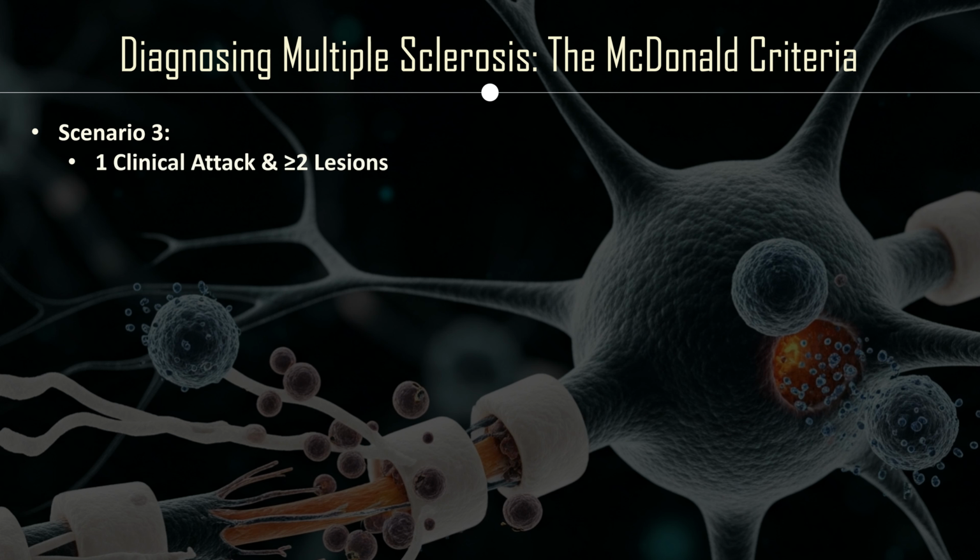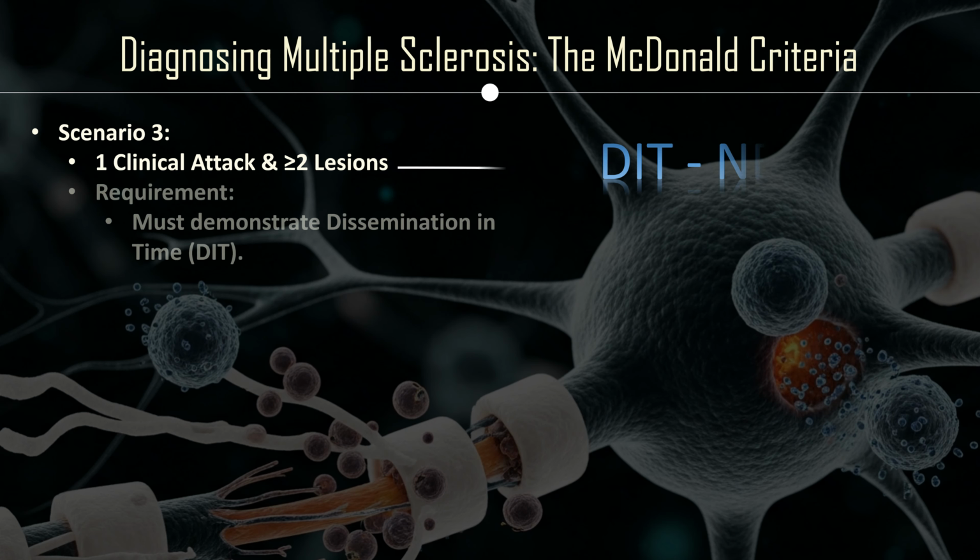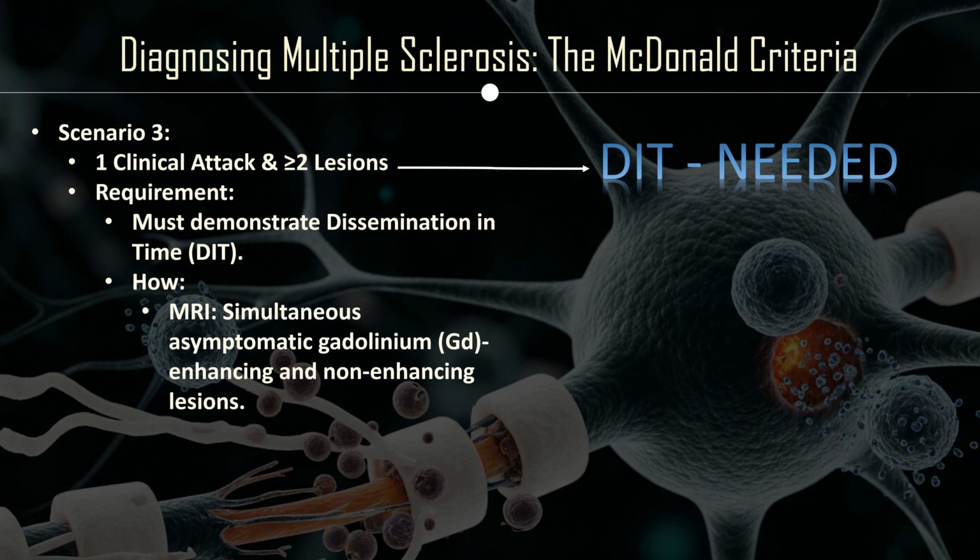Scenario 3. This involves 1 clinical attack, but 2 or more lesions already present. Here, the requirement shifts to demonstrating dissemination in time. MRI again offers efficient pathways.